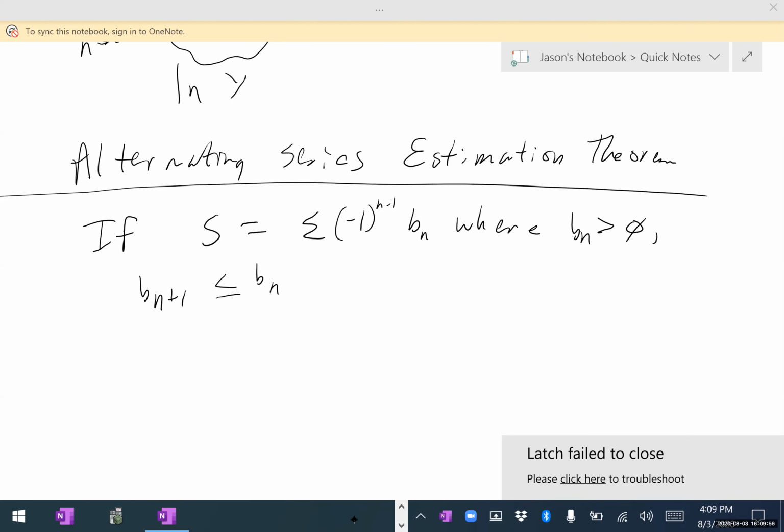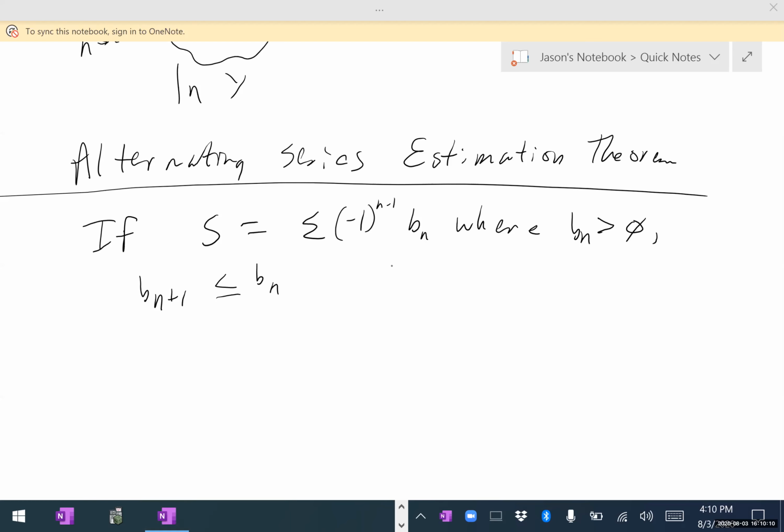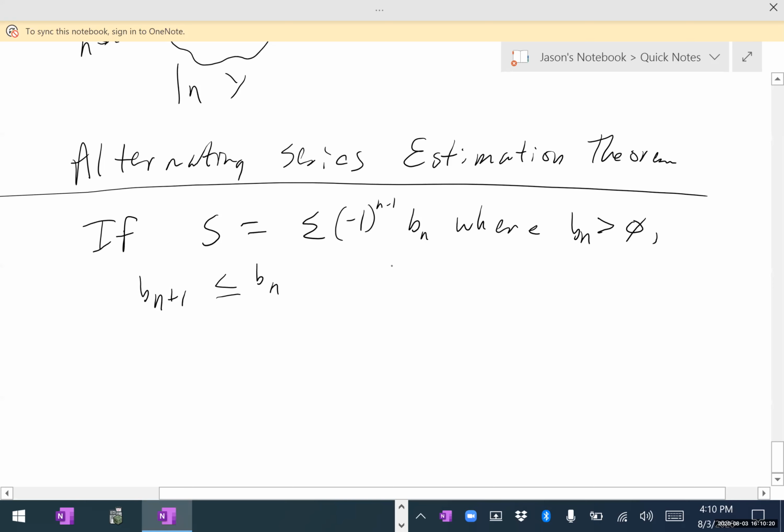Latch failed to close. Oh, the latch has failed to close? Why did the latch fail to close? Am I good now? Am I latched? Hopefully I'm latched. Okay. I heard you the first time.